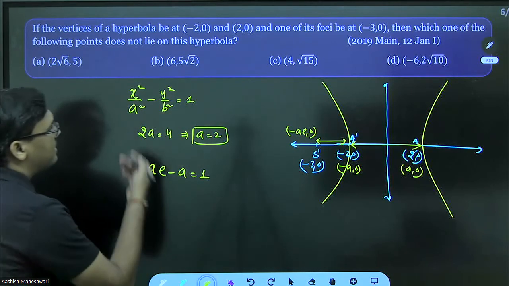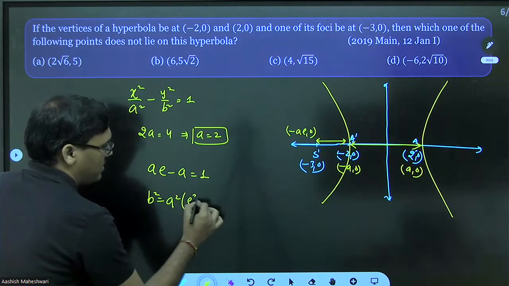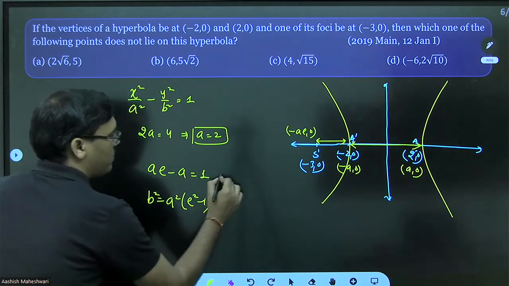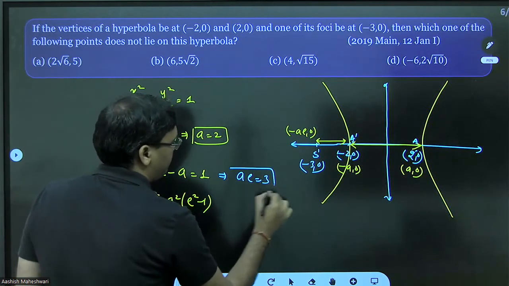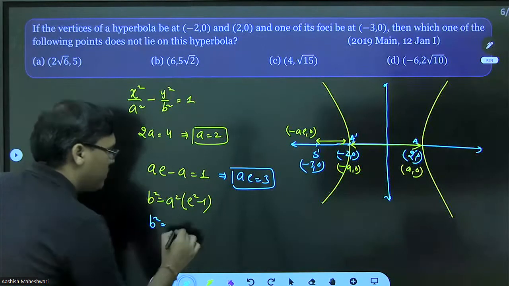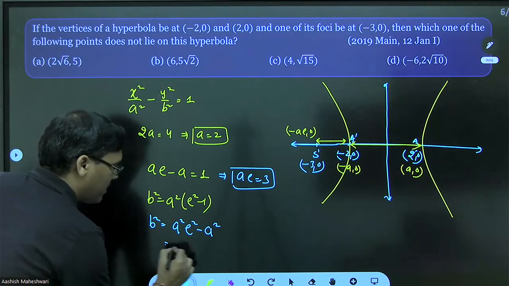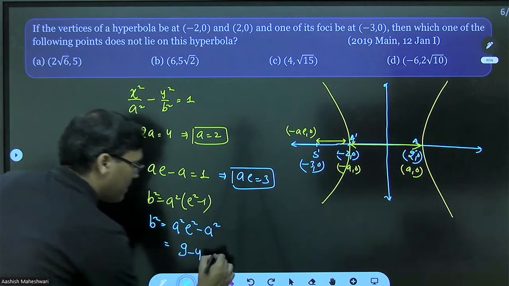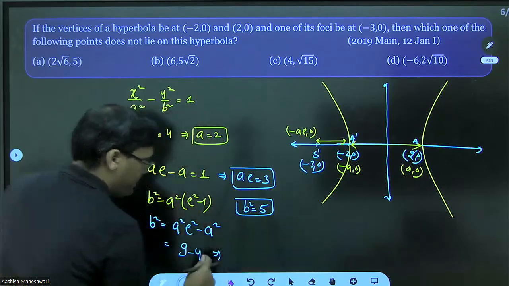And what is the third relation? Third relation, you know, that is b square is equal to a square into e square minus 1. So now you see what is the value of b. a is equal to 2, so ae is equal to 3. Now b square is equal to a square e square minus a square. What is a square e square? This is 9, minus a square, which is 4. So what is the value of b square? b square is equal to 5. You can check this, right?